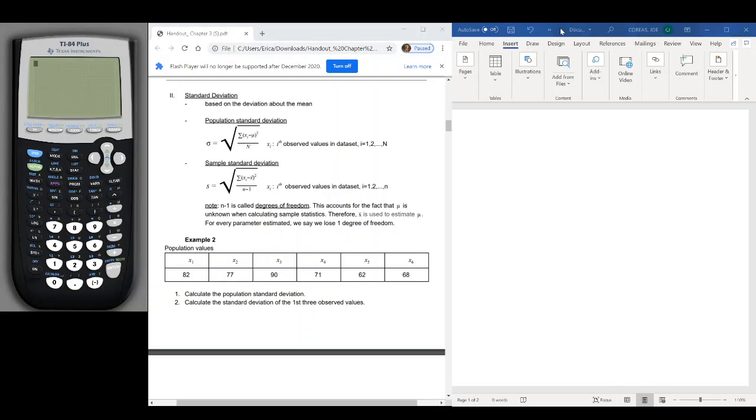In this example, we're looking for the standard deviation for the following data set. So suppose in example 2, we're given a set of population values, and we're really interested in finding its spread. The spread of interest here that we're looking for is called standard deviation. So the first one, calculate the population standard deviation. So assume that this data set is a population.